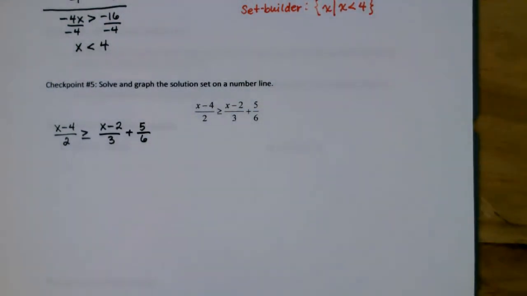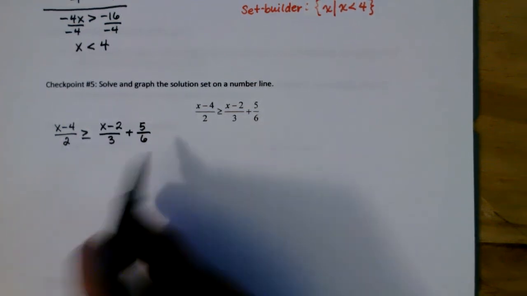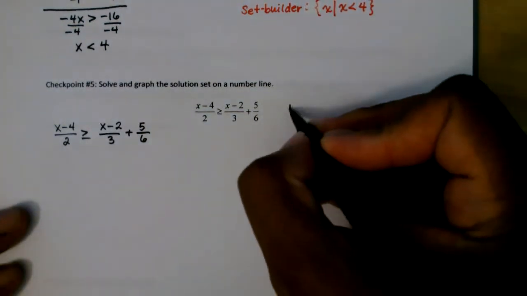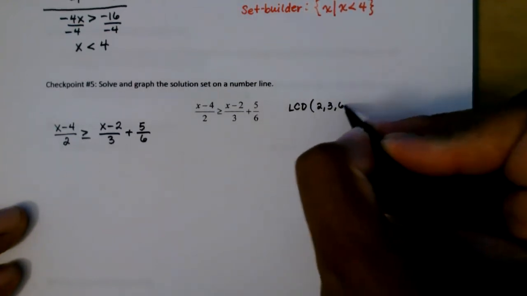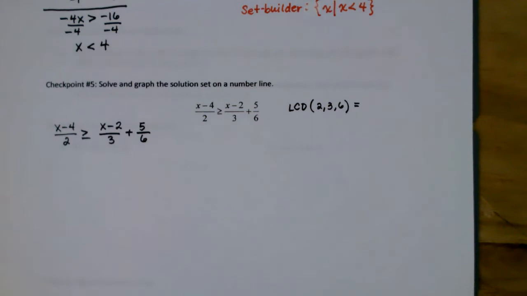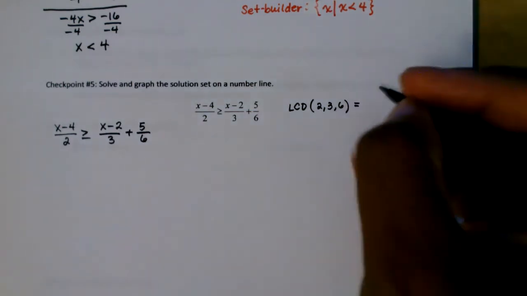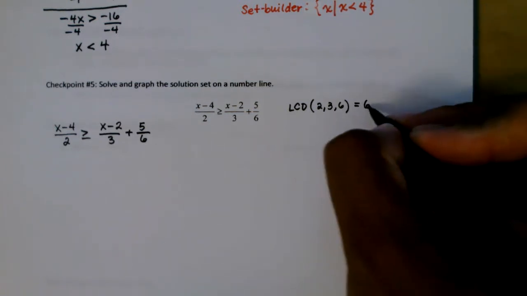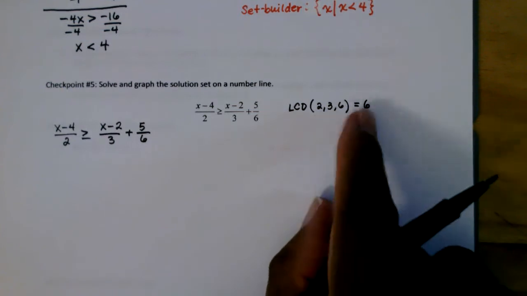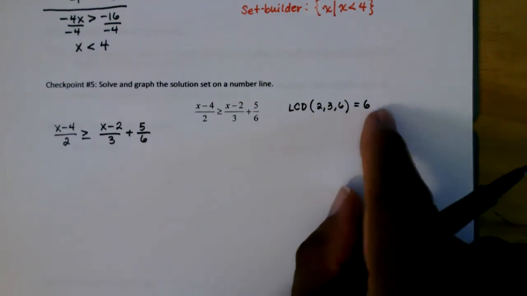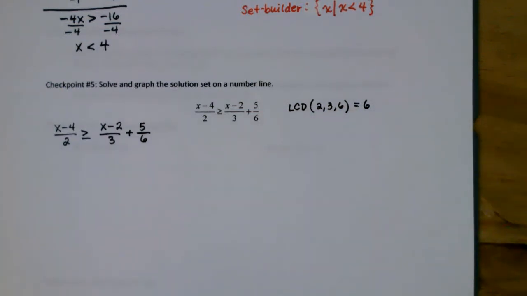All right, the first thing I need to do here is find the least common denominator of 2, 3, and 6. I need the smallest multiple that is divisible by 2 and by 3 and by 6. And in this case, it's going to be 6. Because I know 6 is divisible by 2, 6 is divisible by 3, and 6 is divisible by itself. So 6 would be your least common denominator.